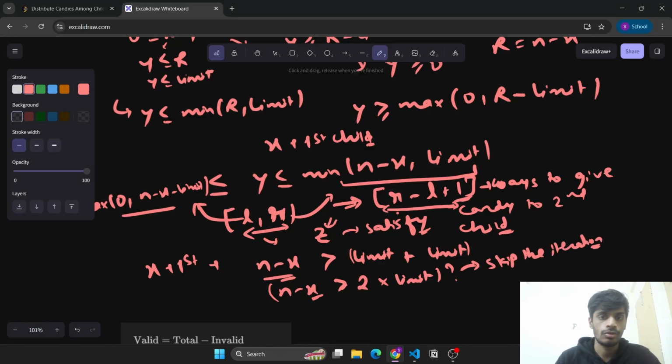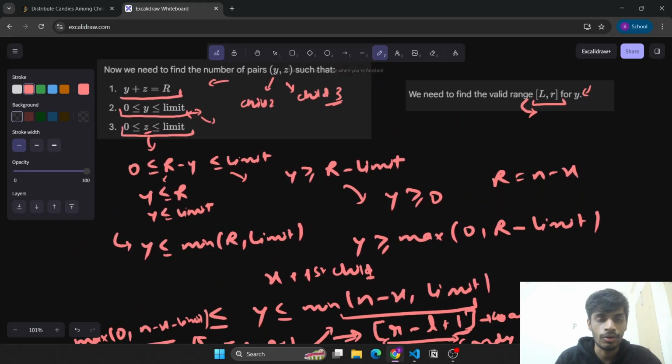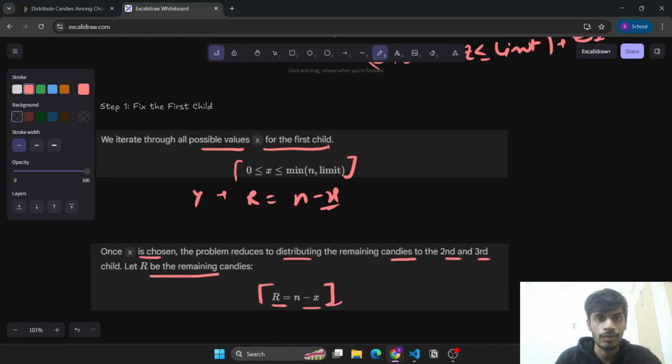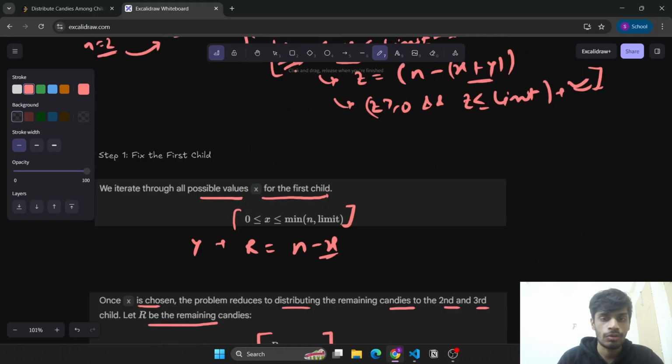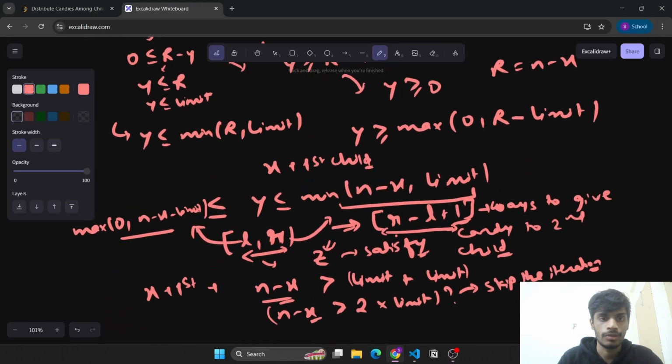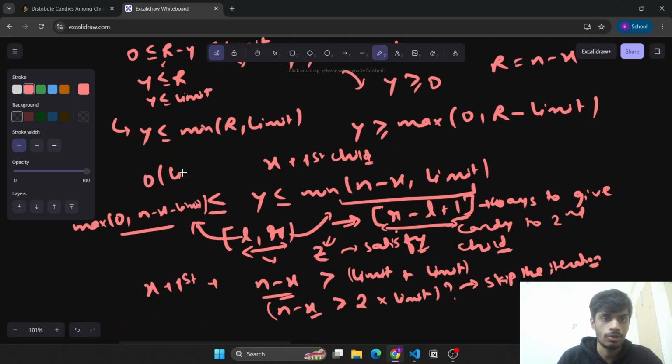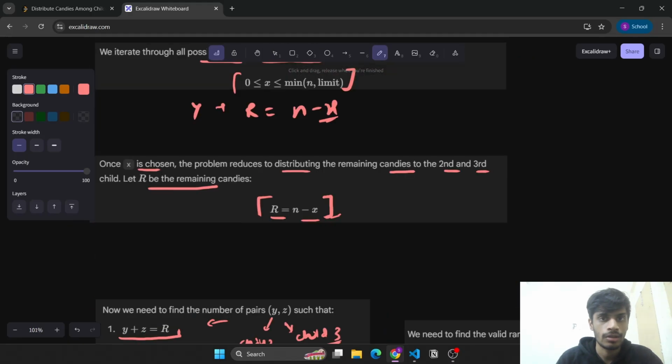Okay. So this is the approach that we'll try to follow, and using this we have avoided the second loop that we were using here, and now the complexity would be of the order of big O of limit. So let's see the code here.